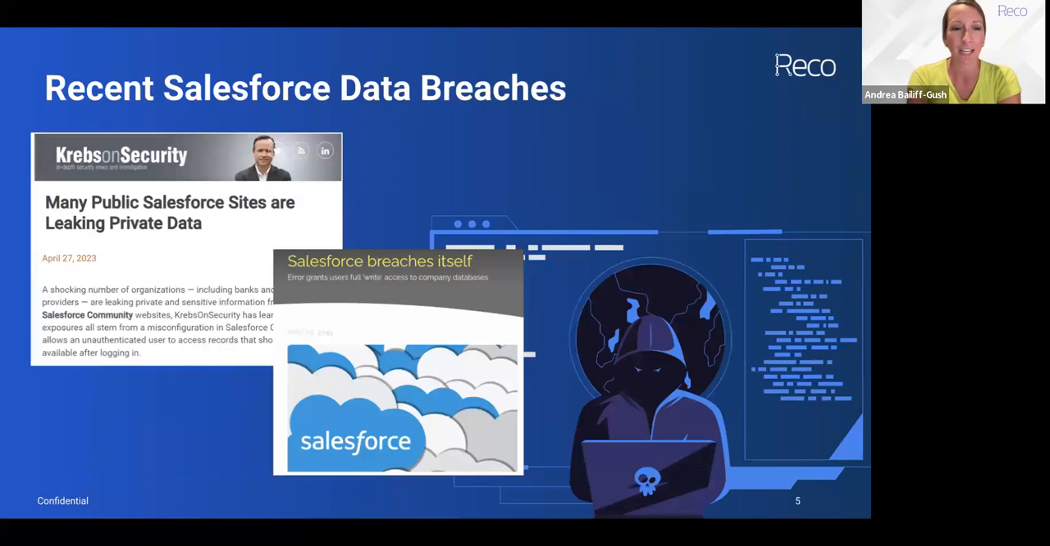Next slide, please. Yep, great, thank you. So just want to mention, when you think of risks, some recent breaches from Salesforce. All SaaS applications have breaches, but these are just some of the more recent ones from Salesforce. In April of this year, a misconfiguration was found in the Salesforce community that caused PII data exposure across numerous organizations. So you can just imagine the level of panic and stress and anxiety that these organizations probably felt, knowing that their PII data was exposed.